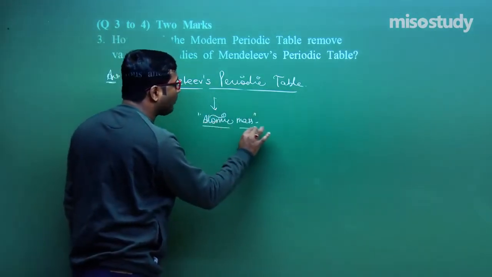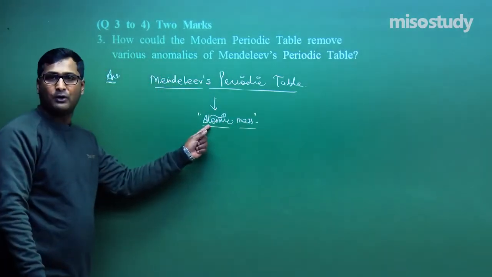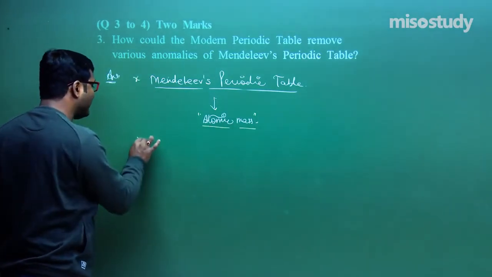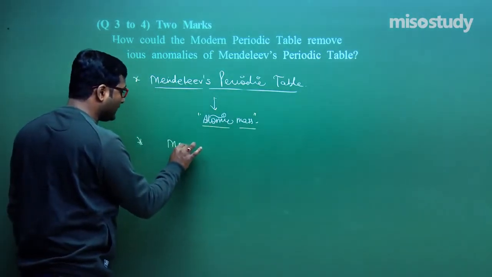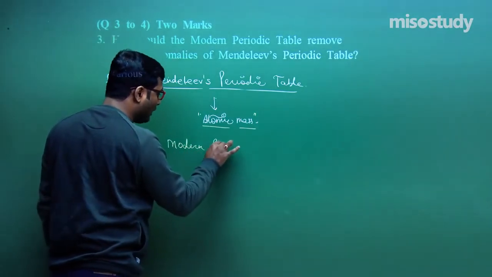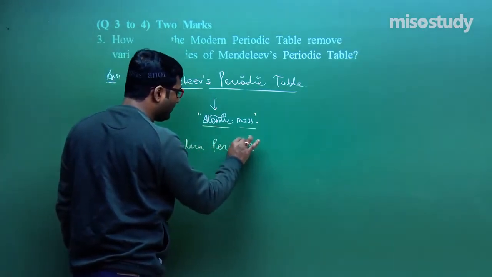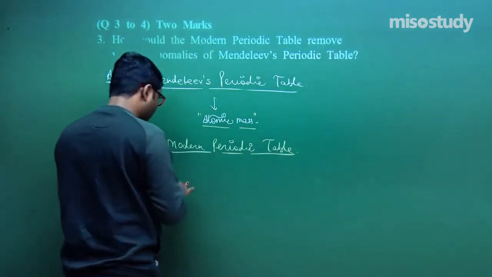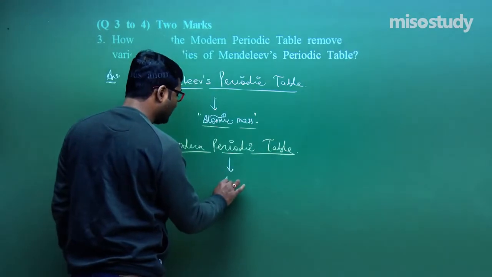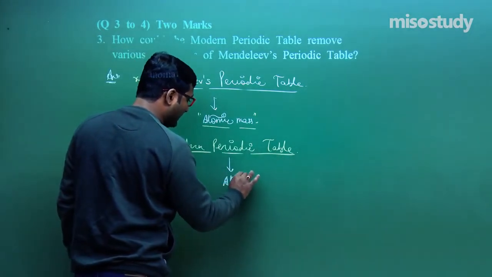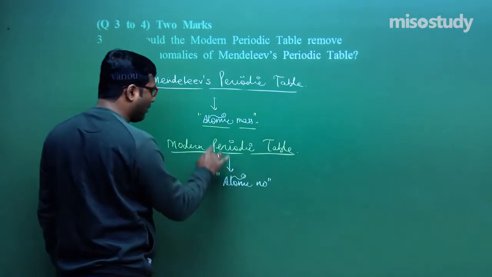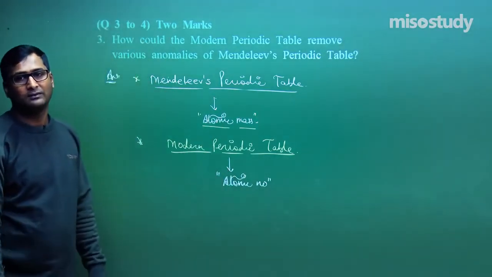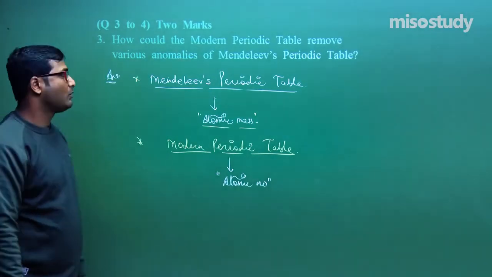He told that properties of elements are a periodic function of their atomic mass. But after Moseley's experiment, there came a new table which is known as the modern periodic table. And this modern periodic table, we know, depends upon atomic number. Now the properties are not related to atomic mass, properties are related to the atomic number of the elements. Am I right? Yes sir, you are absolutely right.